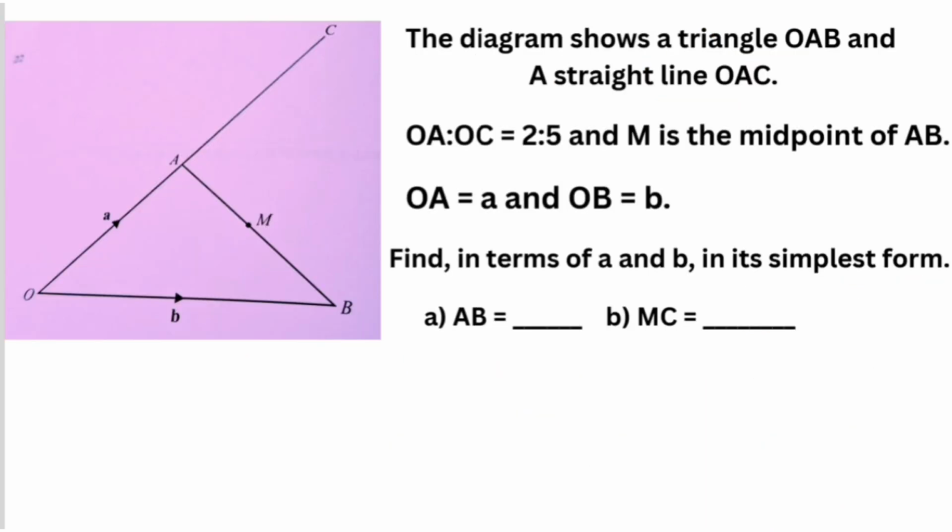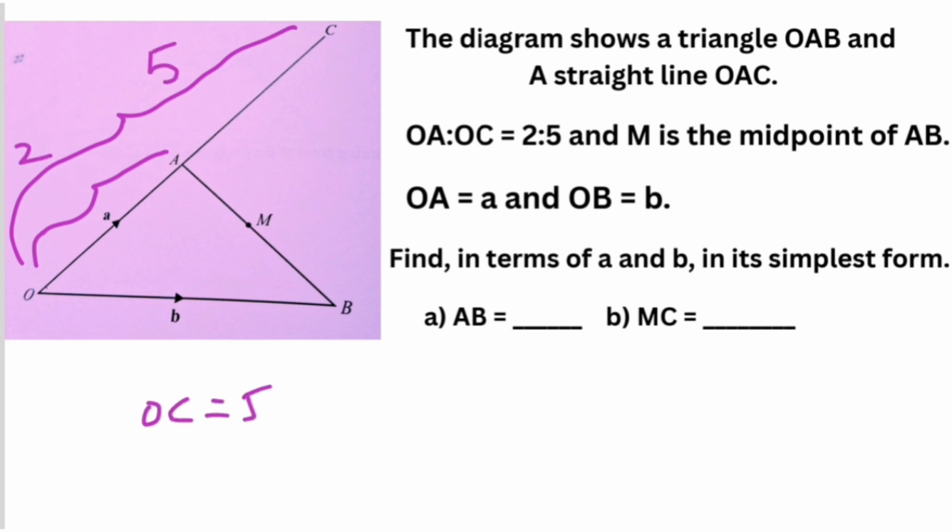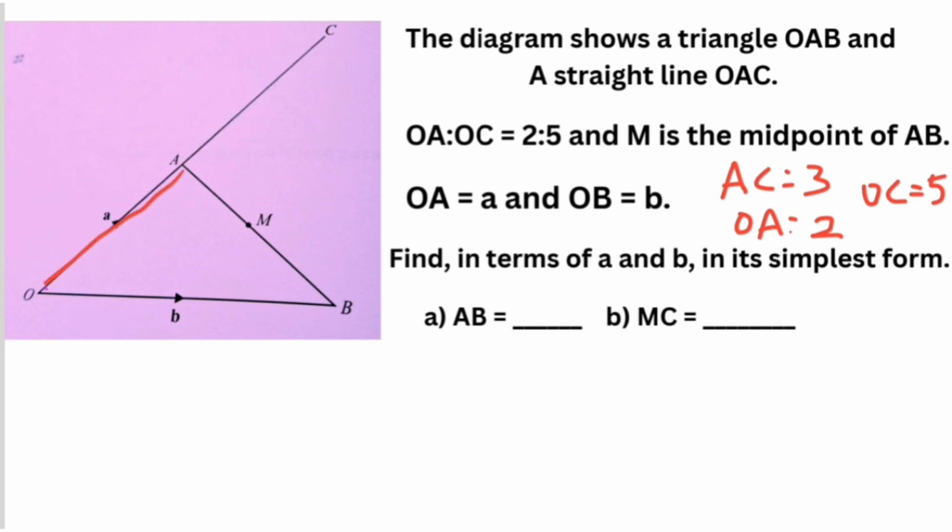The diagram shows a triangle OAB and a straight line OAC. And what they said, OA and OC are in a 2:5 ratio. See here, OC is 5. OA is nothing but 2. That means AC is 3. So we got AC as 3. OA they have already given, which is 2. And OC they have given, that is 5. And also they said OA is nothing but a. OB is nothing but b. Using this information, now we need to find in terms of a and b in its simplest form.